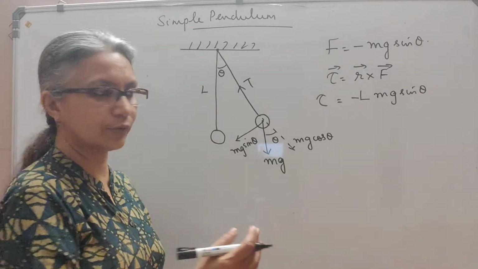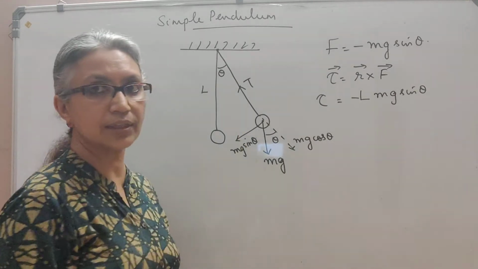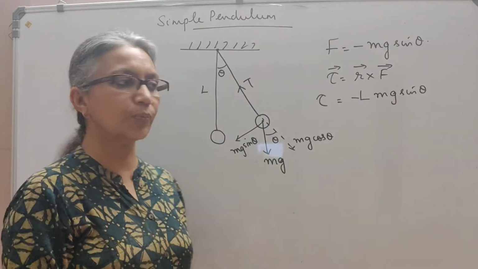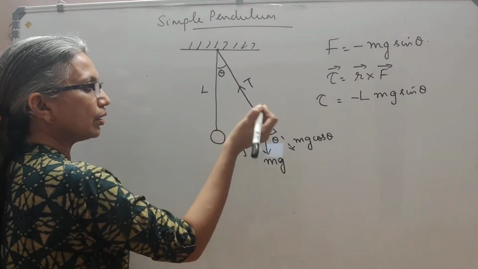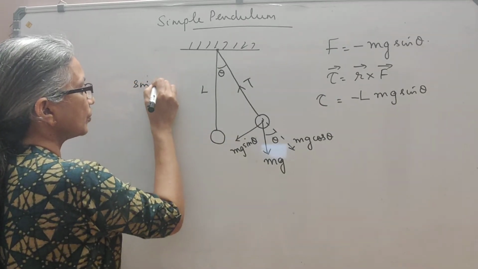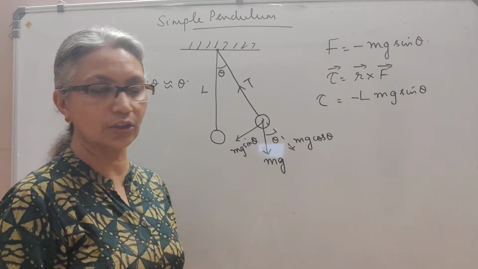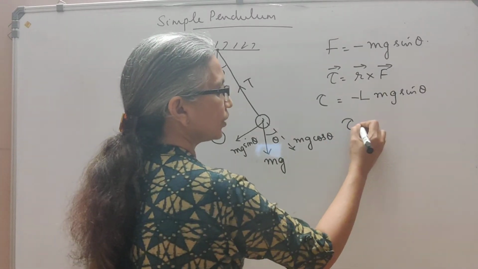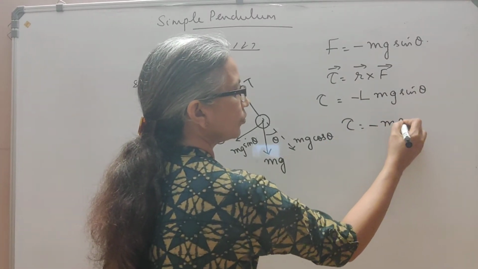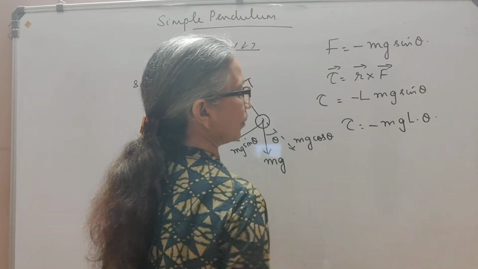Now for small angles, if you have displaced it through very small angles, and if you take theta in radians, the SI unit, sin theta can be approximated to be almost equal to theta. So we may write tau is equal to minus mgl into theta.